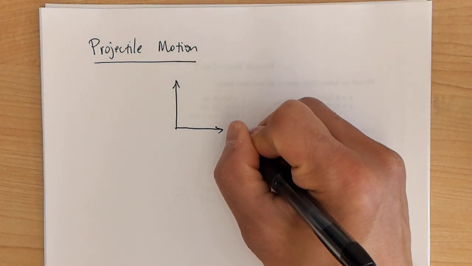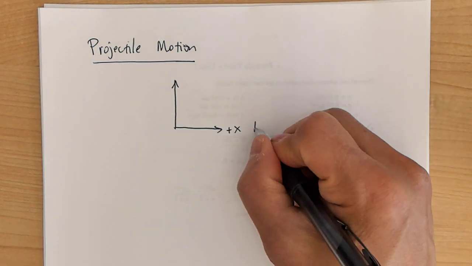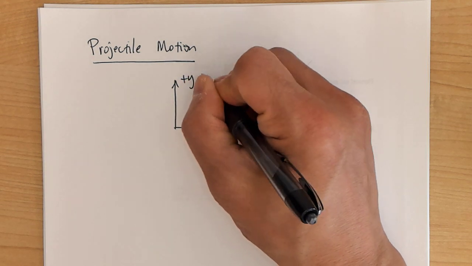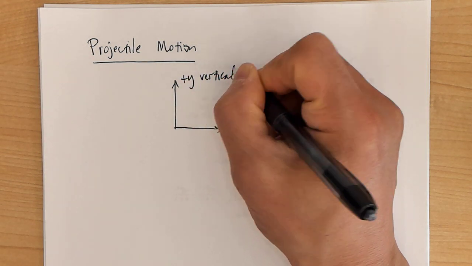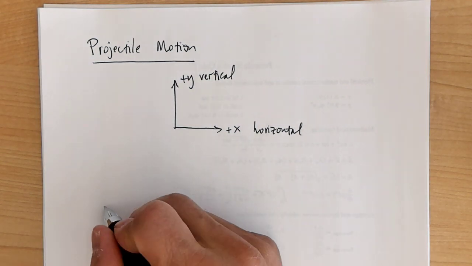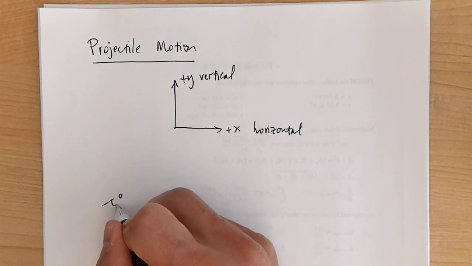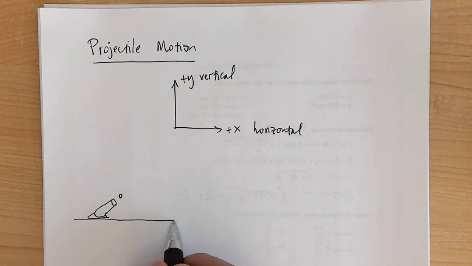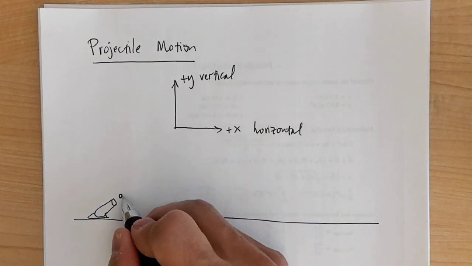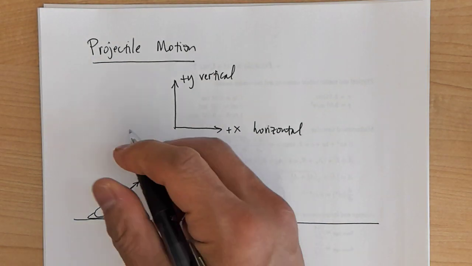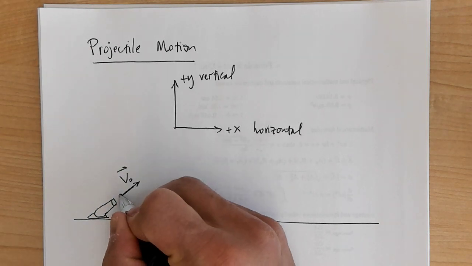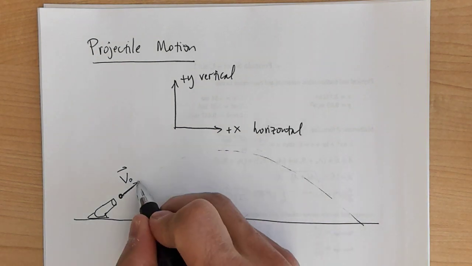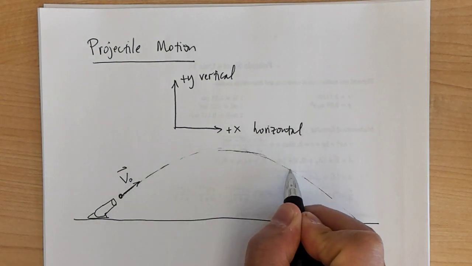Okay, so I have the plus x direction, this will be horizontal. And then I have the plus y direction, which will be vertical. And we have something, let's say, maybe shot from a cannon. Here's level ground. And there's some initial velocity to the projectile. And it makes this parabolic trajectory, an upside down parabola.